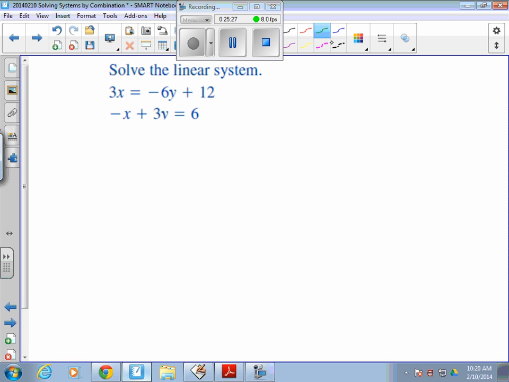Copy this one out in the margin real quick. Again, follow the same steps. Reorder one of the equations to make a match, and then make sure you have an opposite term that you can eliminate.